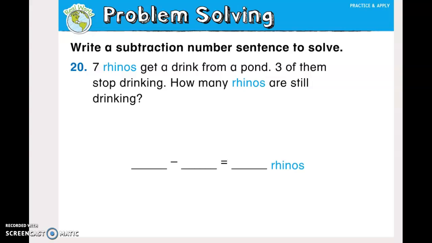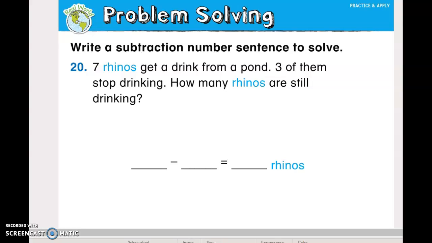Okay, we are on the last page called problem solving. Write a subtraction number sentence to solve. So for number 20, it says 7 rhinos get a drink from a pond. 3 of them stop drinking. How many rhinos are still drinking? So I'm going to get out my writing tools and we're going to write down what we know. All right, so we have 7 rhinos getting a drink. 3 of them stop drinking. All right, 7 take away 3 equals 4. There are 4 rhinos left drinking, so the difference is 4.